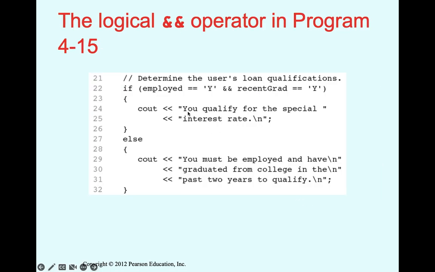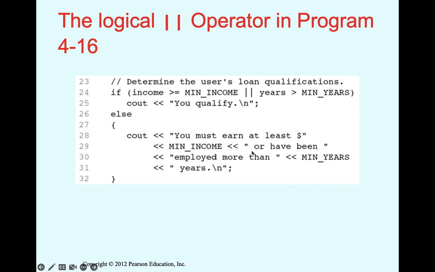So we can use this in the if statement. For example, we can write if employed, the variable employed, is equal to y, and recent graduate is equal to y. In this case, I can print you are qualified for the loan. Otherwise, I just say you are not qualified.